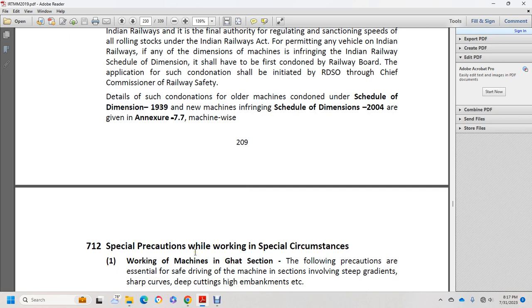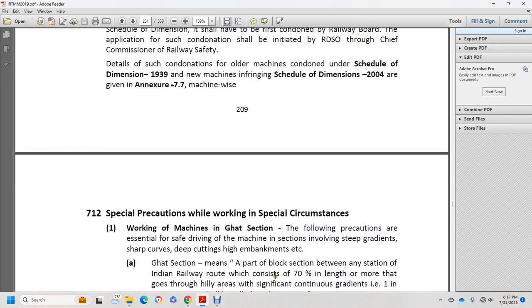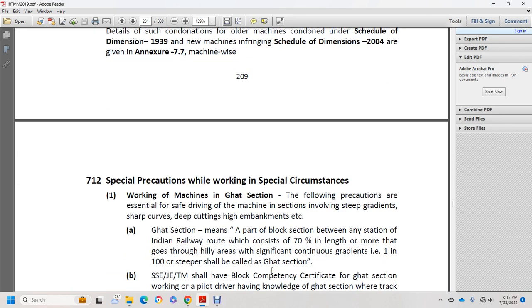7.12 Special precautions while working in special circumstances, working with machines in GOT sections. The following precautions are essential for the safety of the machine in sections involving steep gradients, sharp curves, deep cuttings, high embankments, etc. A GOT section means a part of a block section between any two stations of the Indian Railway route, with a consistent 70% of the length going through hilly area with significant continuous grades of 1 in 100 or steeper. These are called GOT sections.